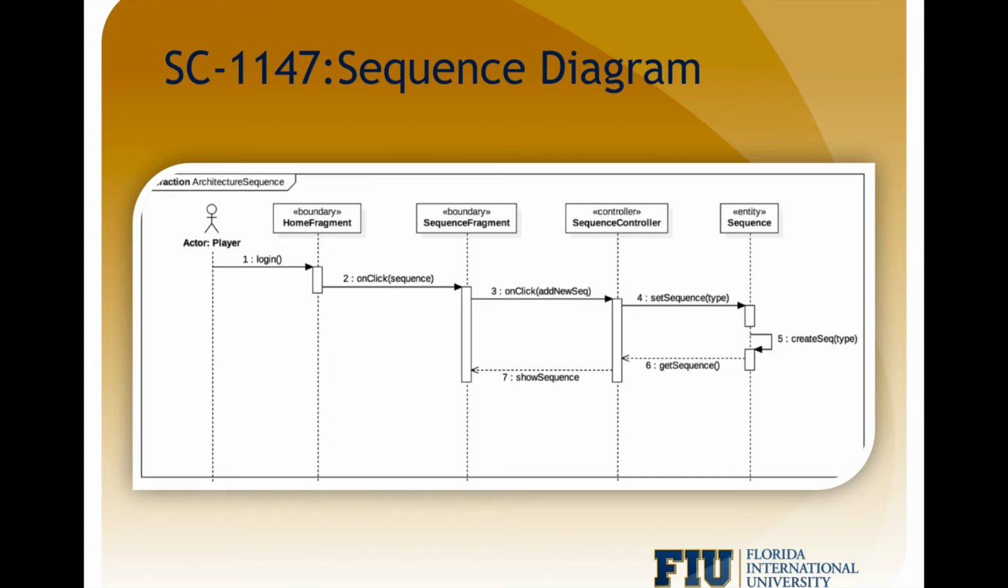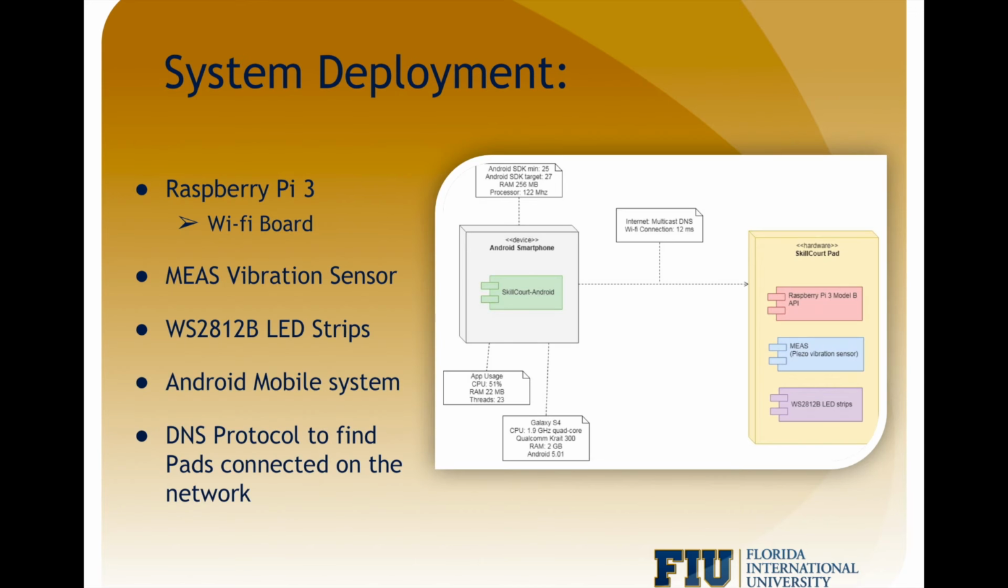A sequence controller will get the mode that you chose, set the sequence to either random or manual, and go to the sequence class. Sequence class is the main component of everything, and is the one in charge of creating either a manual or a random sequence mode. Then, once the sequence controller gets the sequence mode that you selected, it will show the sequence to the sequence fragment, and that would be sent off to the paths, and then they'll be able to display what you selected.